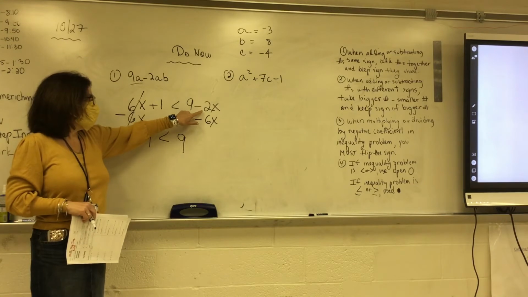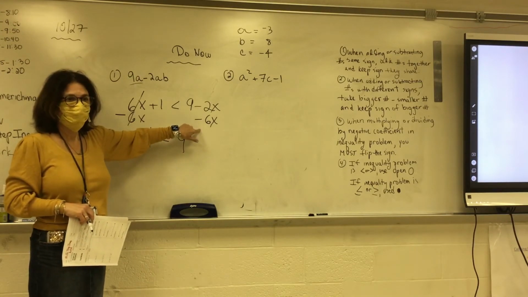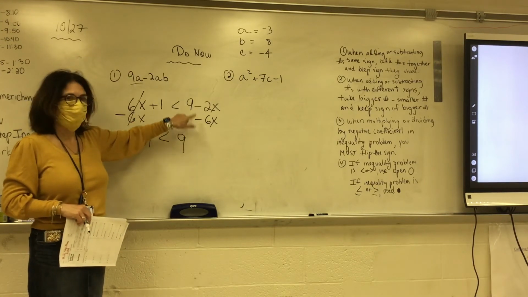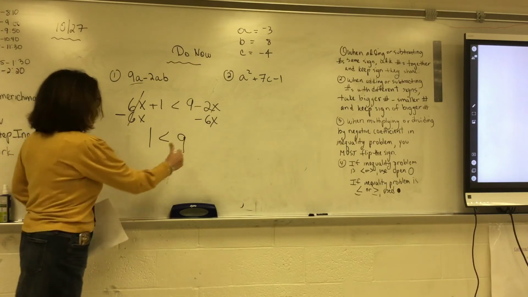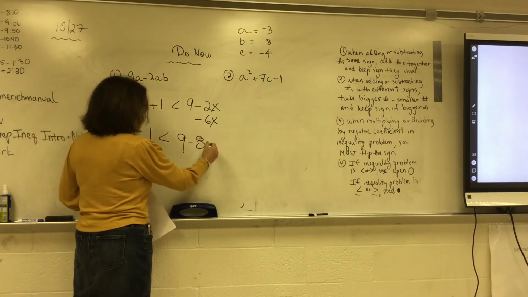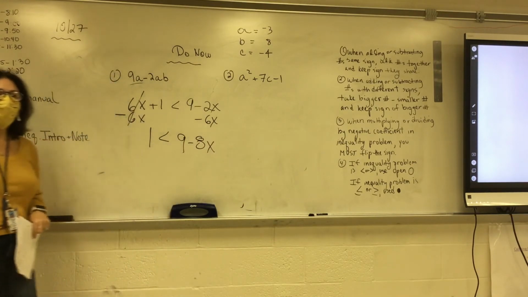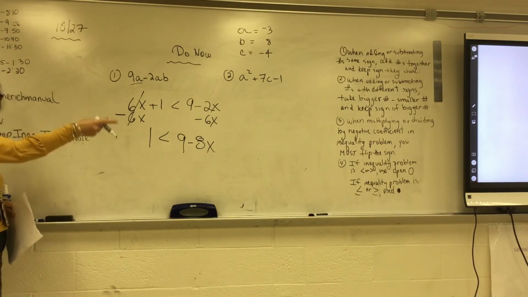So what is 2 plus 6? 8. And what is the sign that they both share? Negative. So I have negative 8x, very good. So I have all of my variables on that side.